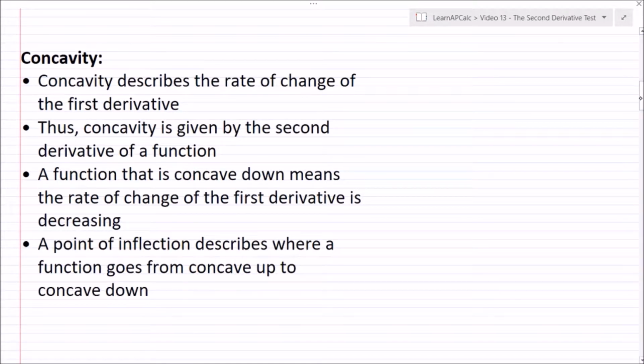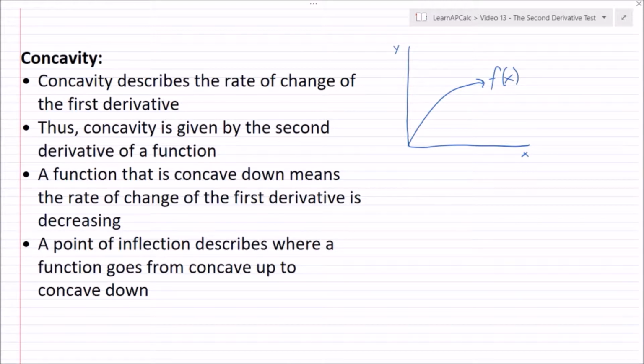Alright, so let's start by talking about concavity, and what is concavity. Well, if I have a function, so I'll just draw this out, f of x, my concavity here is describing the rate of change of the first derivative. So it's the derivative of the first derivative, because remember, derivative is the rate of change of something. And like I said here, thus concavity is given by the second derivative of a function.